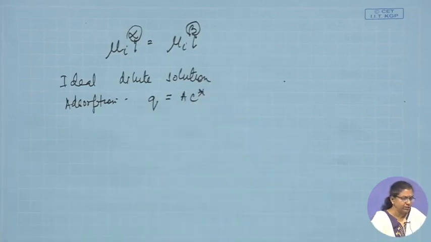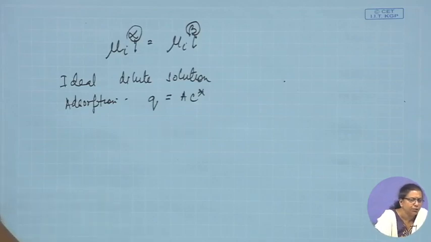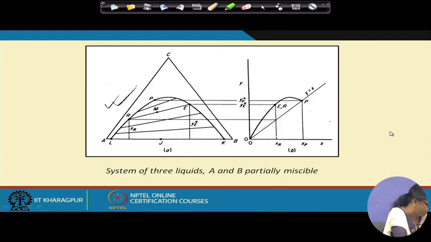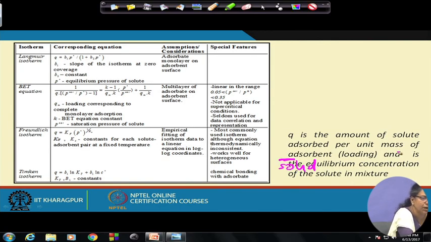Now, the first question is, what is Q and what is C star? Naturally, for adsorption, there is a solid phase as well as a liquid or a gas phase. So, Q is the amount of solute adsorbed per unit mass of the adsorbent. The solute can be in a liquid phase or a gas phase, and it is adsorbed per unit mass of the adsorbent.